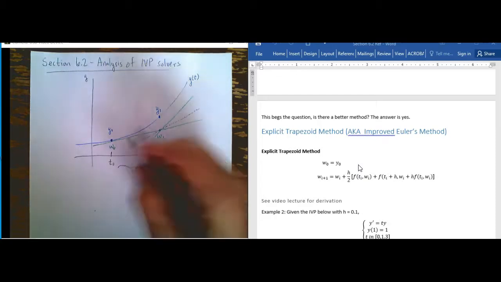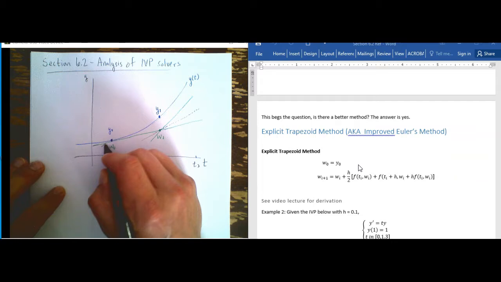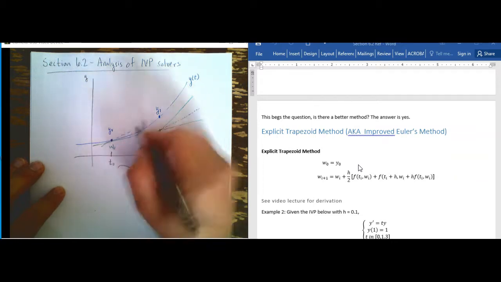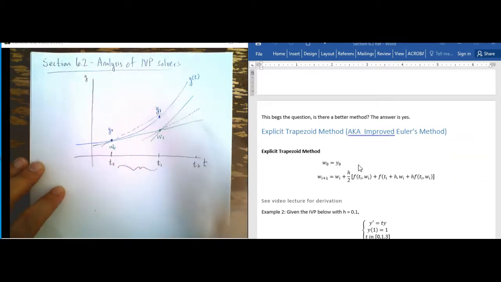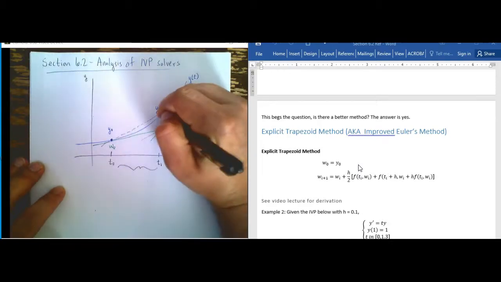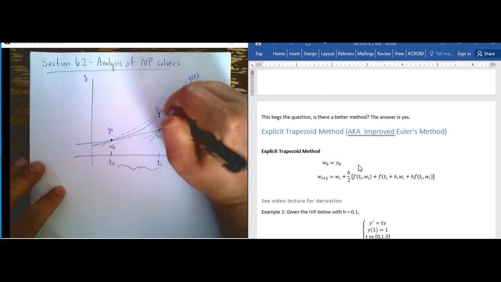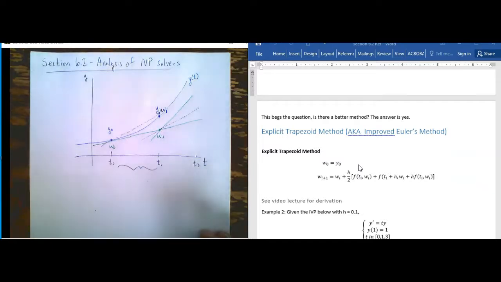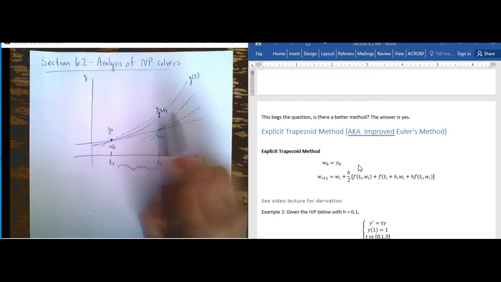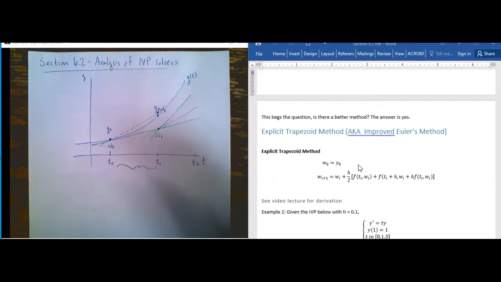Okay? So we can see, try to make it parallel, if we apply this slope through this point, we see that our approximation with improved Euler's method, that would be our W1, would be super duper close to Y1. So you can see we can get a better approximation if we utilize this method.